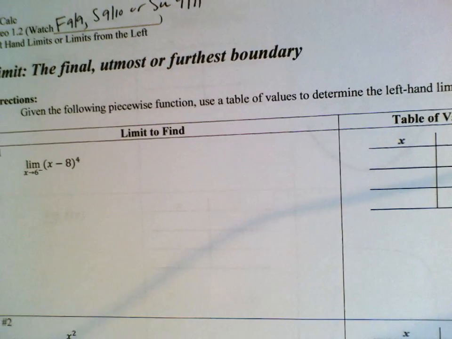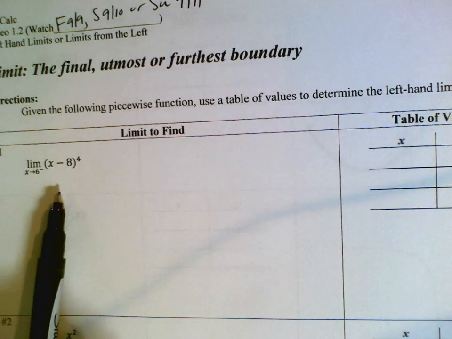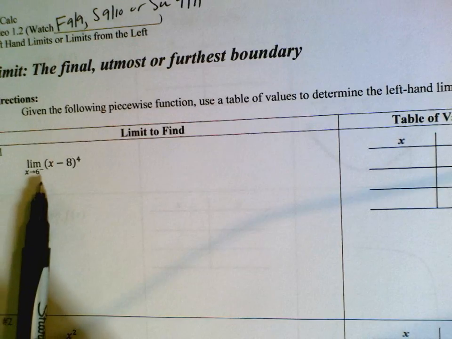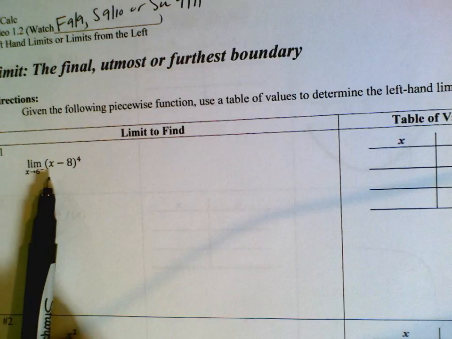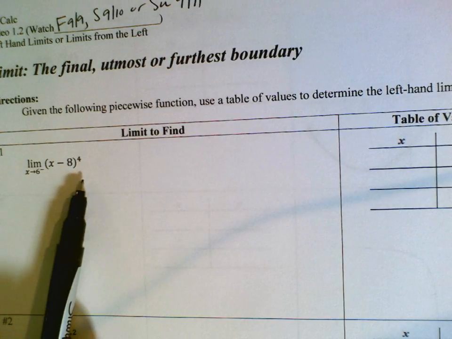All right, so here it is. We've got this function (x minus 8) to the fourth, and we are finding its limit as x approaches 6 from the left. The way you would read this in words is: the limit as x approaches 6 from the left, the little negative means from the left, of the function (x minus 8) to the fourth.